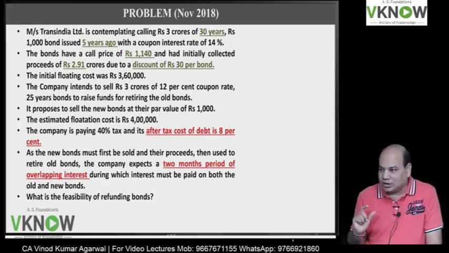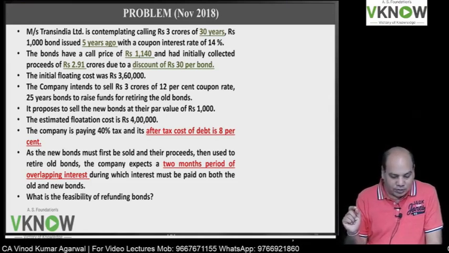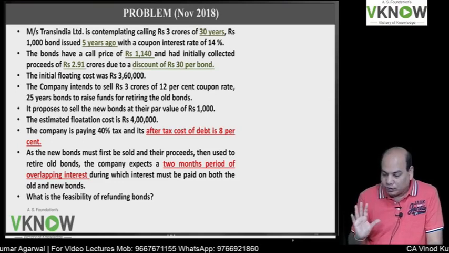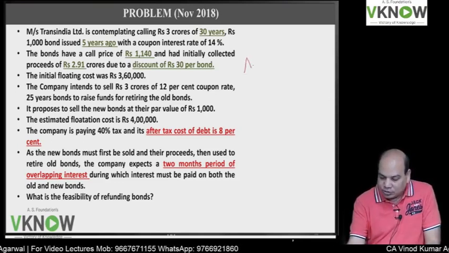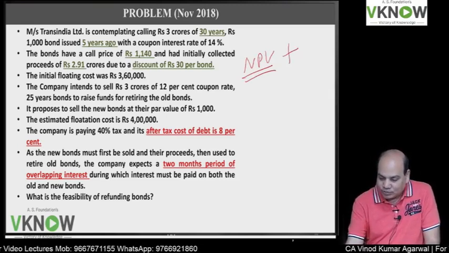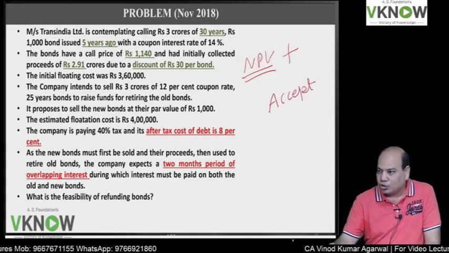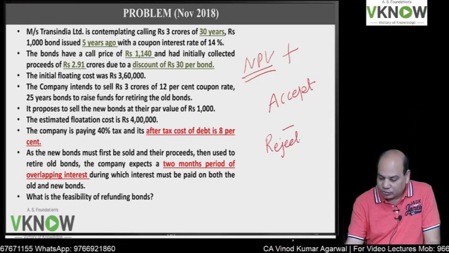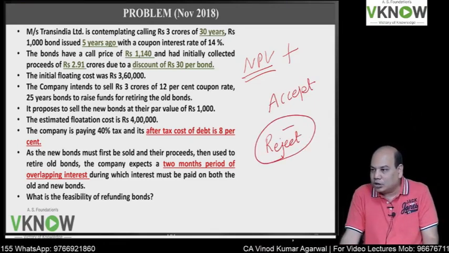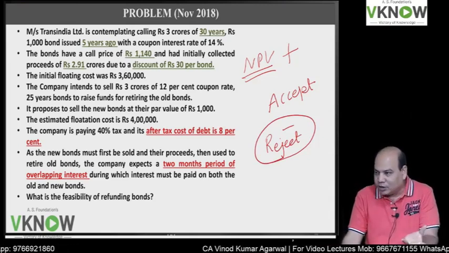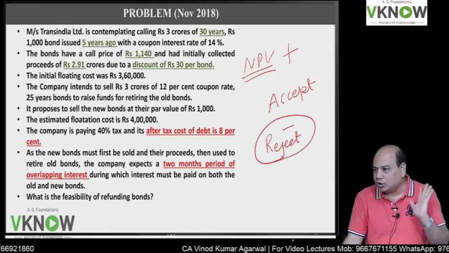So all this will be considered, and then we'll take a decision whether to redeem the old bond or not. Understood? So what we will do, we will basically calculate NPV of the redemption decision, and as usual, if NPV is positive, then accept the decision to refund the old bond, and if NPV is negative, then reject the decision to refund the old bond. So depending upon numbers, the answer can be refund the old bond or continue with the old bond.